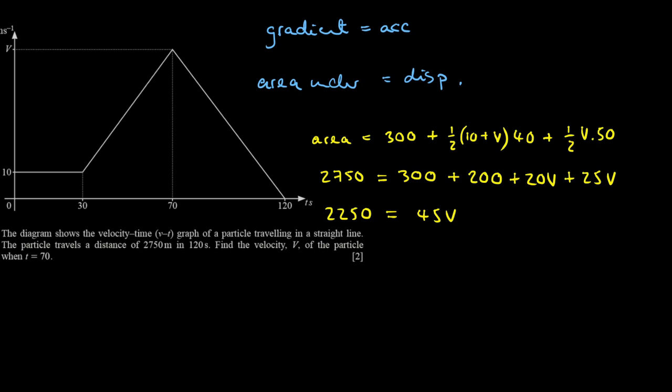Is that going to be 50? I think it is. Let me just double check that. 2250 divided by 45 is 50, right? So v here is equal to 50, okay?